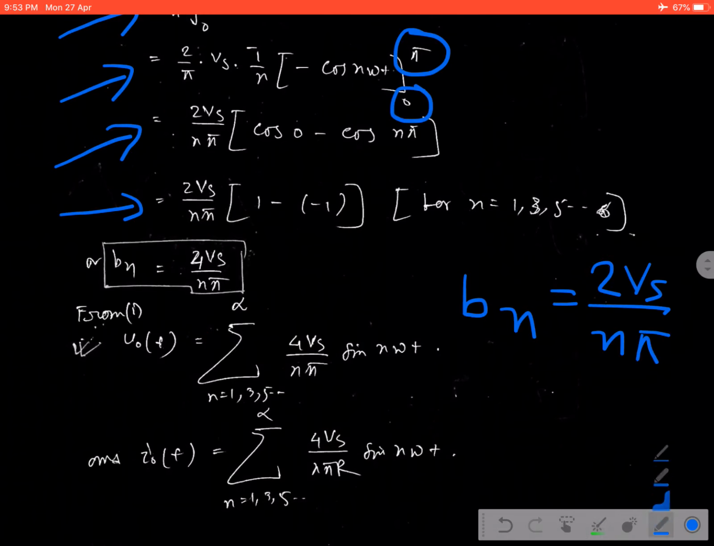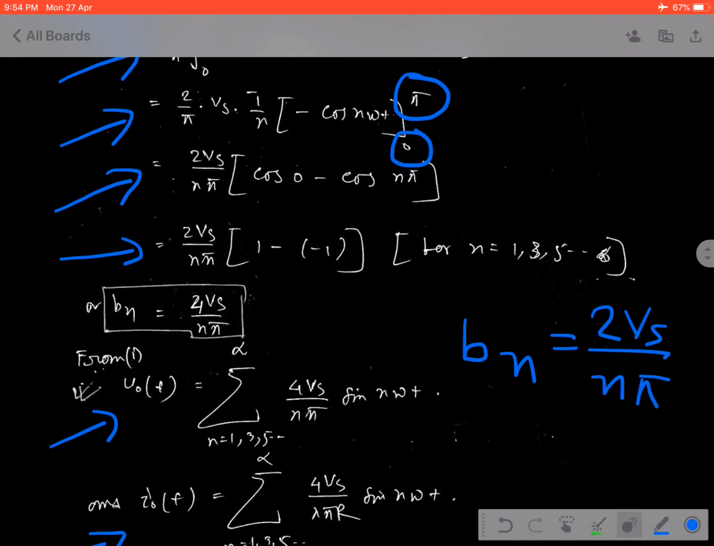So ultimately, by putting the value of Bn into the actual periodic equation, it gives V0(t) equal to summation of n equal to 1, 3, 5 to infinity of 4 Vs by n pi sin n omega t. As we are using the resistive load, voltage and current will both be in the same phase. That is why the output current expression will be 4 Vs by n pi R sin omega t. So this is the output expression, and this is all about the implementation of the R load.